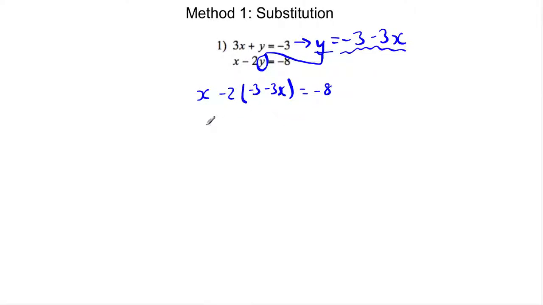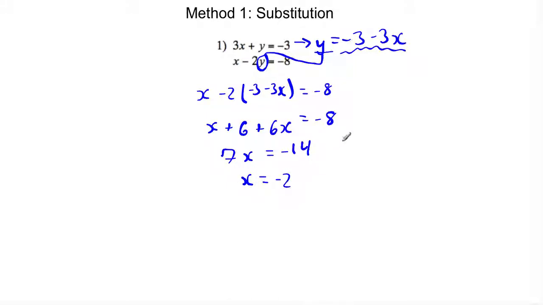So now I can distribute this in, so I get that x plus 6 plus 6x is equal to negative 8. Look at this, I only have one variable. So now when I solve, I can combine my like terms, so I get that 7x is equal to negative 14, and x is equal to negative 2.